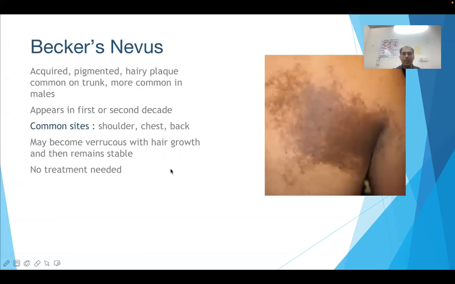A Becker's nevus is an acquired pigmentary hairy plaque which is common on the trunk, and more common in males. It appears in the first or second decade of life. The common areas are the shoulder, chest, and back. Initially, it appears as a pigmented area, and later on, it may develop hair growth and varicosities over it. No treatment is needed, if at all there is a concern, Q-switched Nd:YAG and fractional CO2 lasers can be employed in treatment, but the results are not so promising.